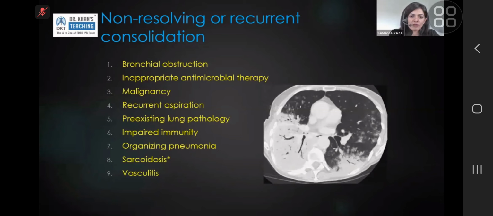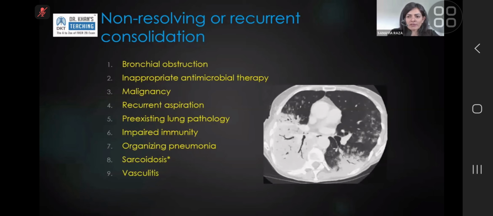So some of the causes for non-resolving consolidations are inappropriate antibiotics, or more importantly, malignancy. The recurrent consolidation is more inflammatory pathology, so that can either be organizing pneumonia, or it can be a flare of sarcoidosis, or it can be a flare of their underlying vasculitis. It can be somebody with an impaired immunity that has recurrent infections, or they can have underlying lung pathology that predisposes them, like emphysema, COPD, they're a smoker, low hygiene, and also recurrent aspirations.